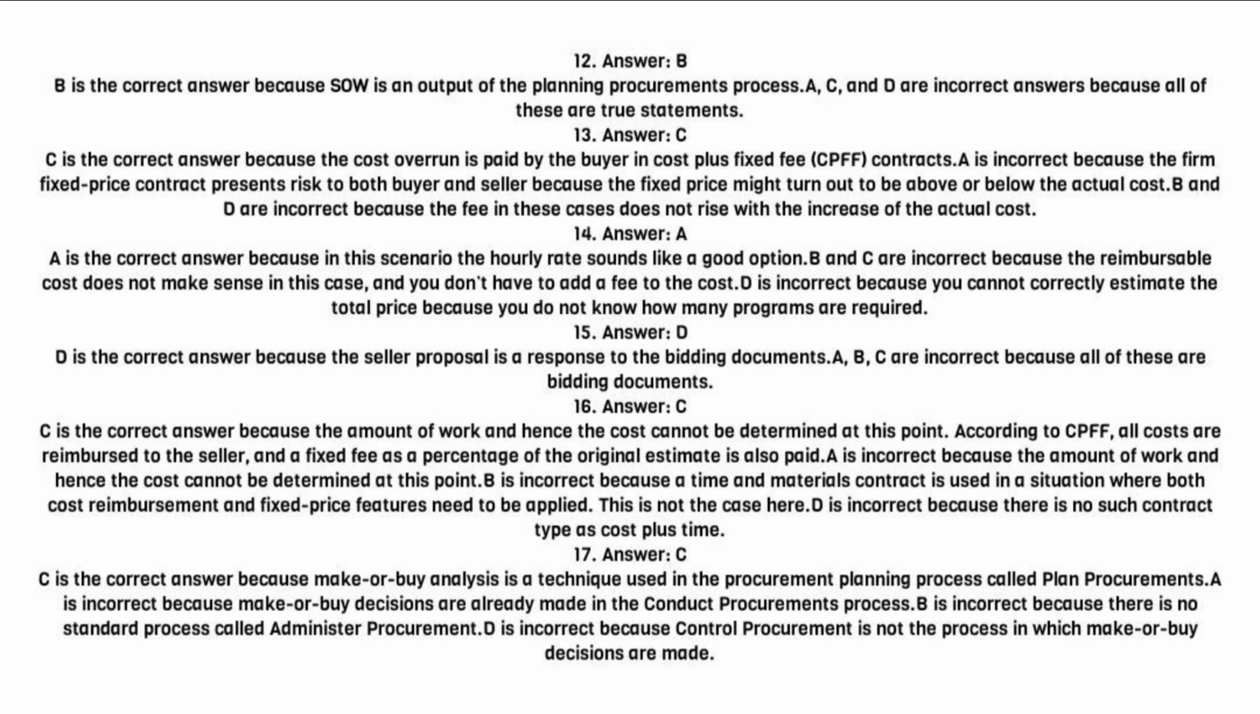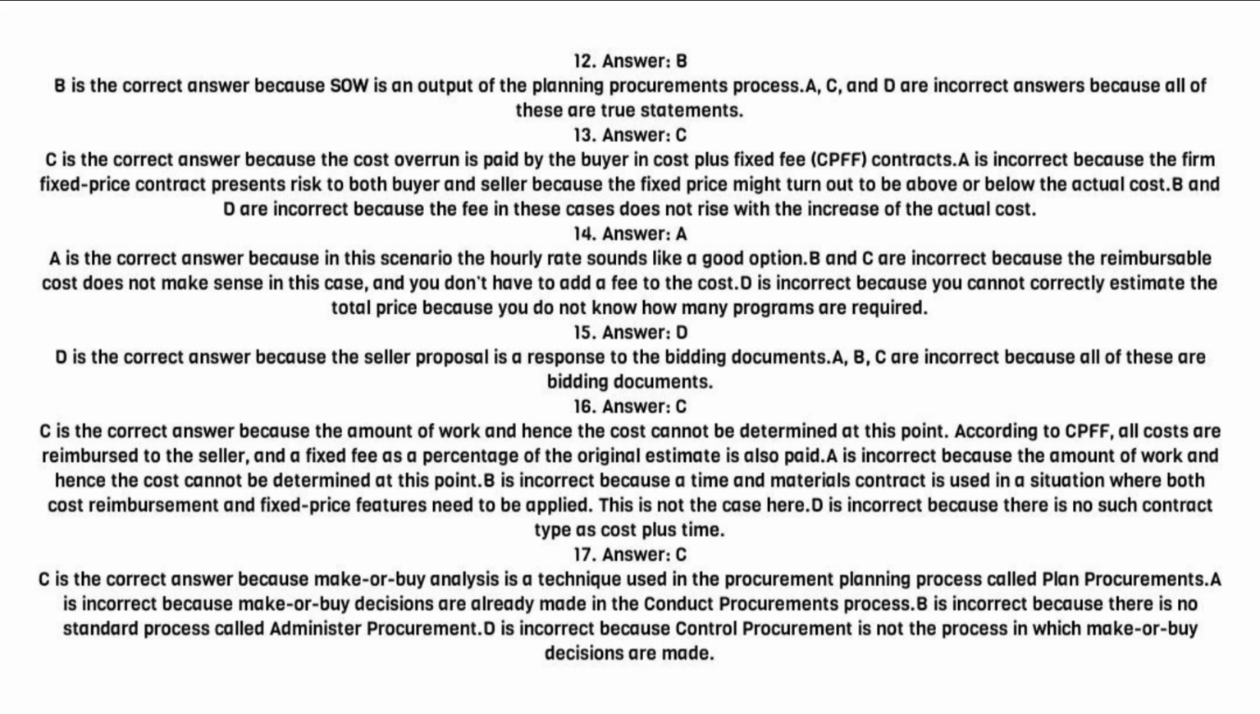A is incorrect because the amount of work and hence the cost cannot be determined at this point. B is incorrect because a time and materials contract is used in a situation where both cost reimbursement and fixed price features need to be applied. This is not the case here. D is incorrect because there is no such contract type as cost plus time.